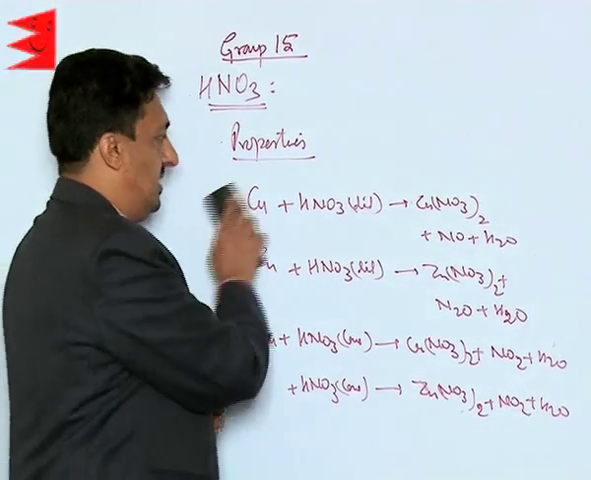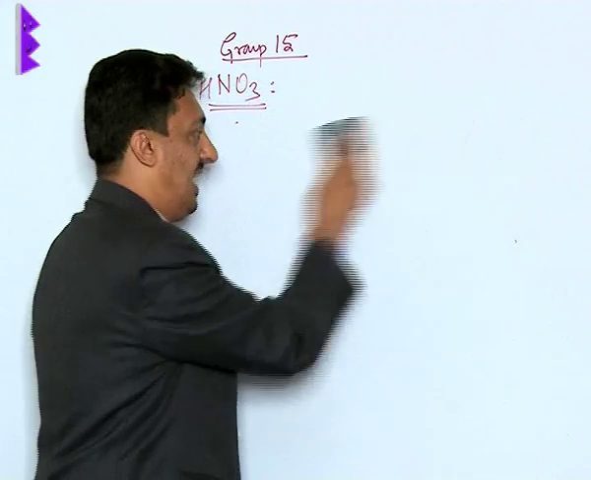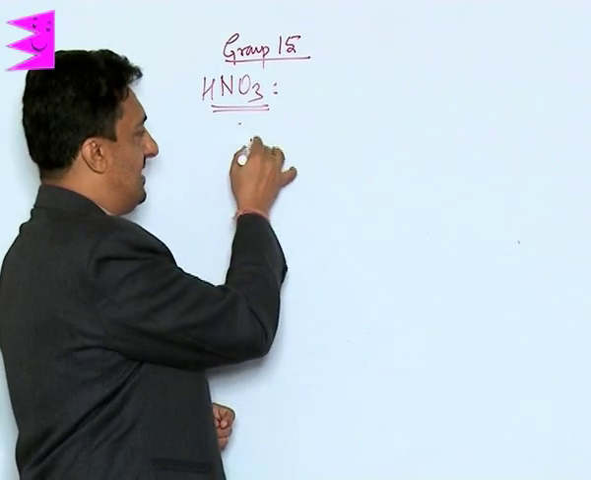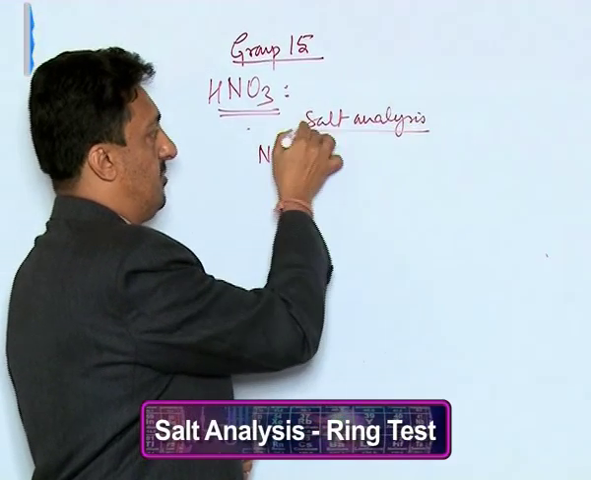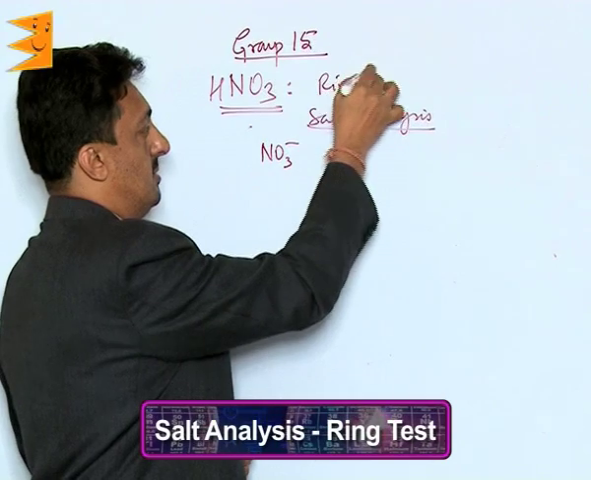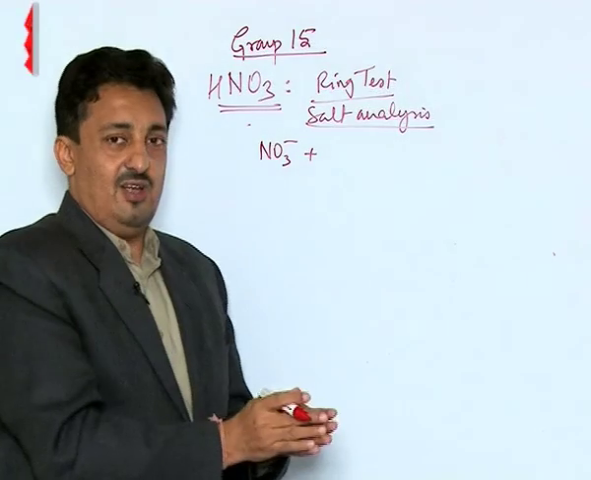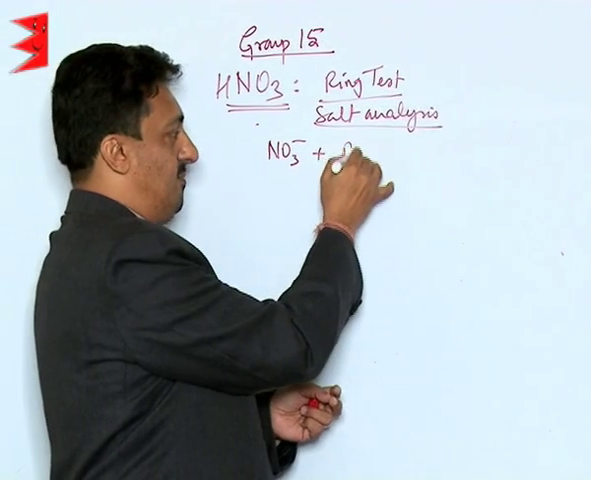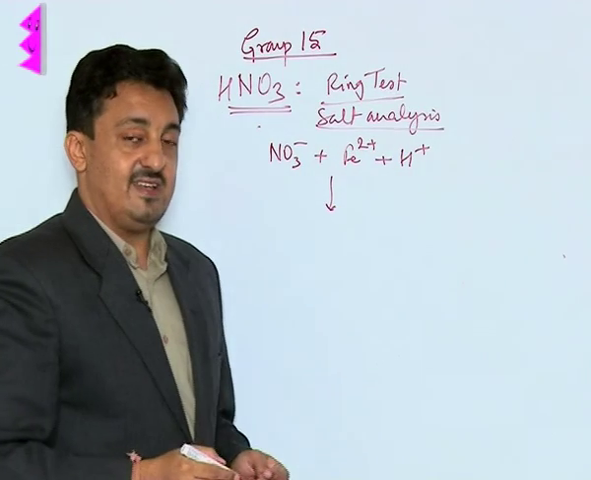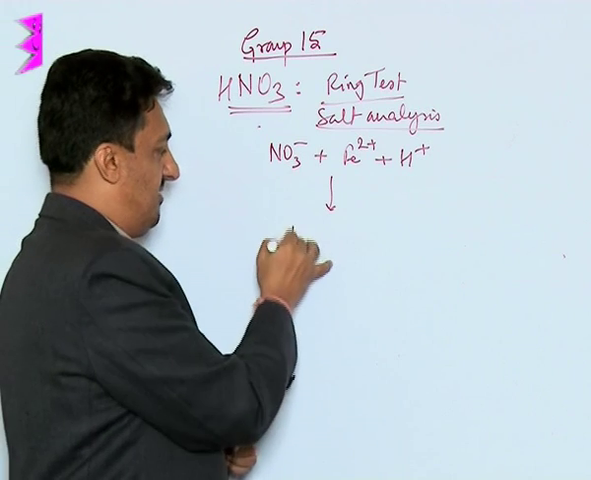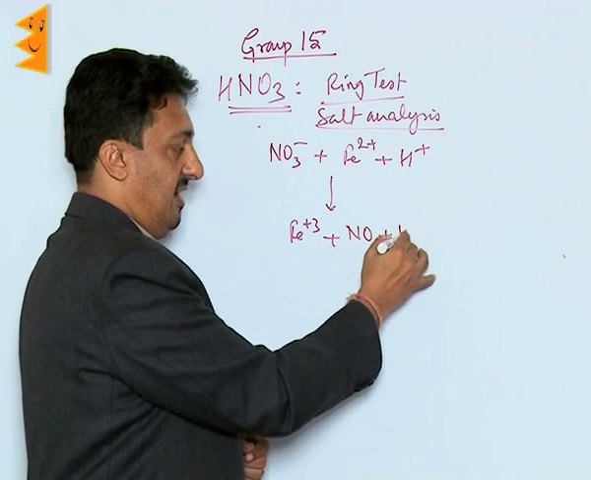Then at the end, we have the most common ring test of the nitrate ion. See, nitrate ion in salt analysis, I am talking about the ring test, how it is tested. This nitrate salt solution, in the presence of freshly prepared ferrous sulfate solution, is treated with concentrated sulfuric acid, which oxidizes ferrous to ferric and forms what? Nitrate is converted into nitric oxide and water.